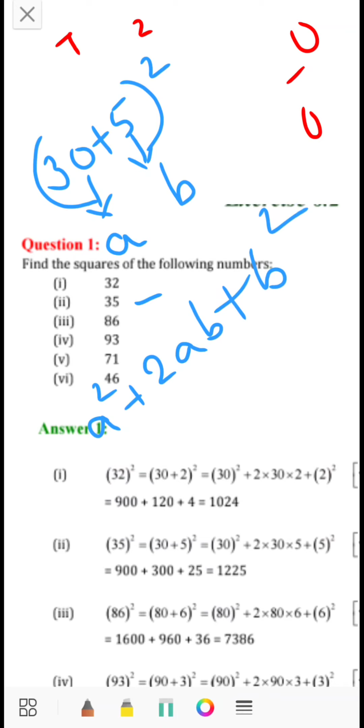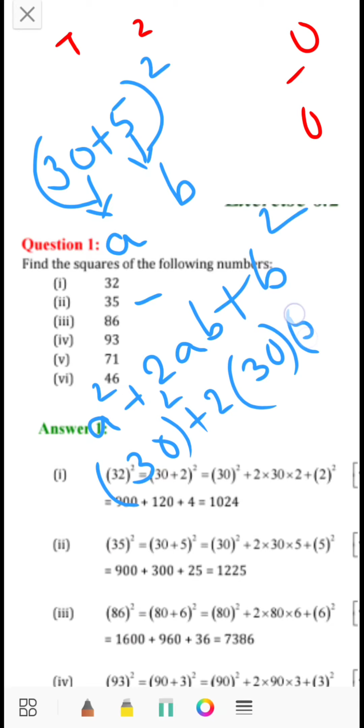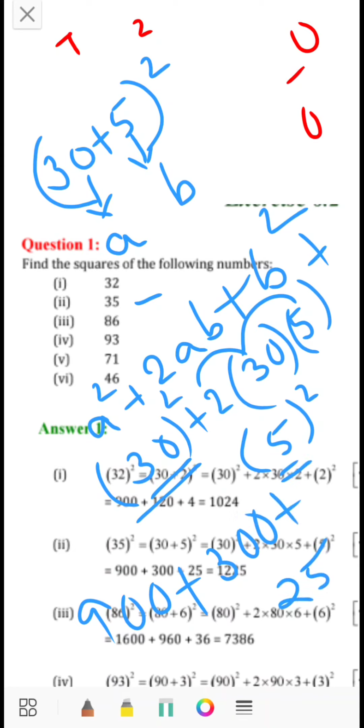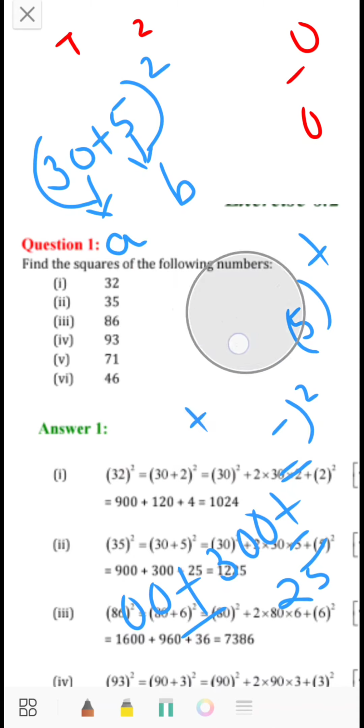In this, what is a? a is 30. So 30 square plus 2 into 30 again, and the value of b is 5, plus b square means 5 square. Now just solve it. 30 square means 30 into 30, so it is 900, plus 2 threes are 6 and 6 fives are 30, so it is 300, and the square of 5 is 25. Now simply add all of the numbers and you will get the square of 35.